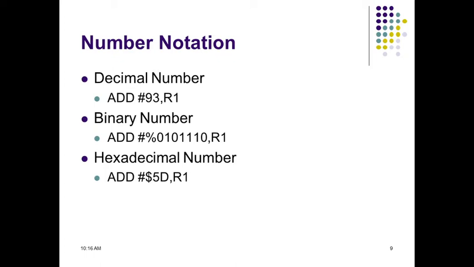So the second notation you can use is like this: add #%01011101, r1. This is nothing but the binary bit pattern of 93. So this is one more notation. Basically, these are the notations to use numerical values in assembly language. One is you can directly write the number as an immediate operand preceded with hash. And one more is if you are writing the binary pattern of that number, then you have to use hash percent followed by the 8-bit pattern of that number. So this is binary notation.